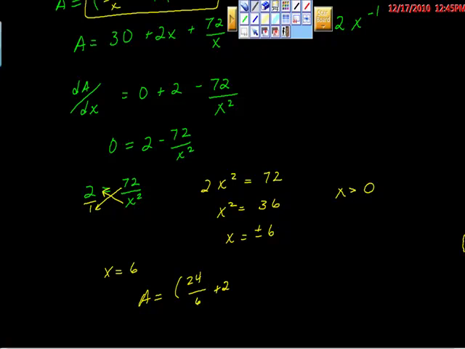Plus 2, is that right? Times x plus 3. x was 6, so 6 plus 3. And this is 4. Yeah? 4 plus 2 is 6. 6 plus 3 is 9. All good?